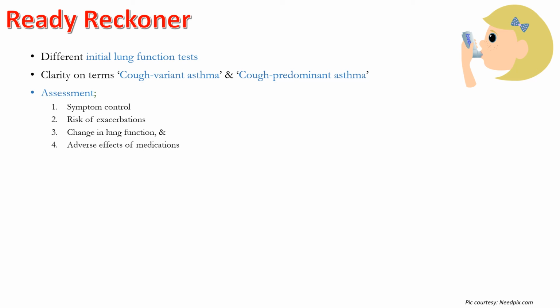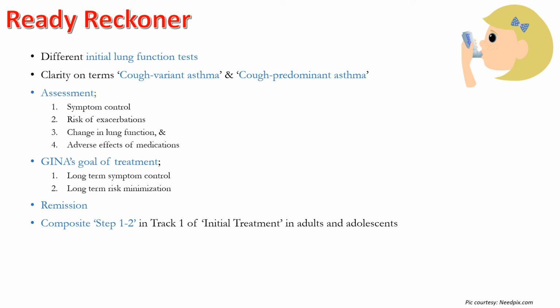Assessment should not only include symptom control but should also include the risk of exacerbations in future, any change in lung function, and adverse effects of any medication which the patient is on. GINA's goals of treatment include not only long-term control of symptoms but also long-term minimization of the risk of exacerbations, which is very important. A word about remission has been added: clinical, pathophysiological, childhood remission, adult remission, on-treatment remission, and off-treatment remission.